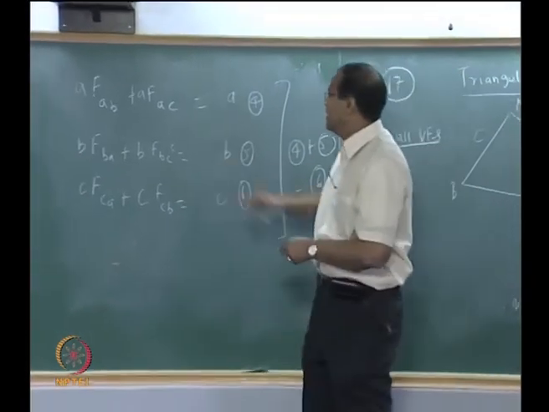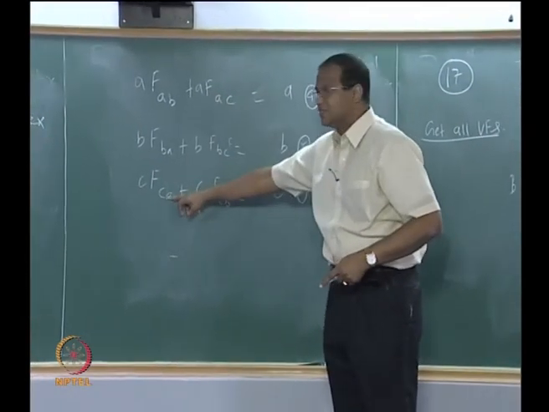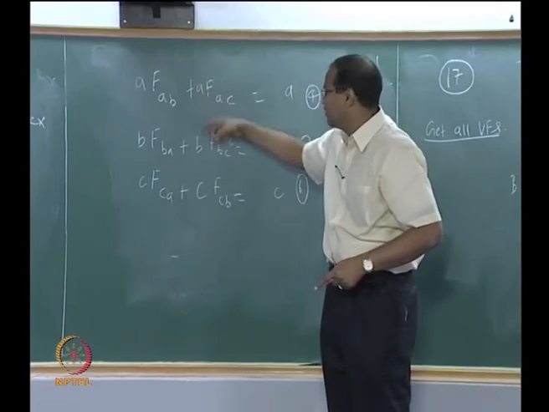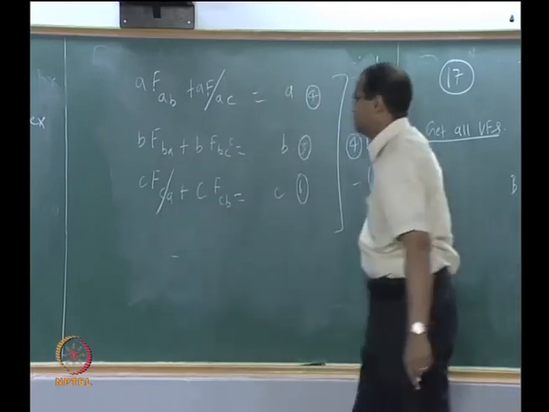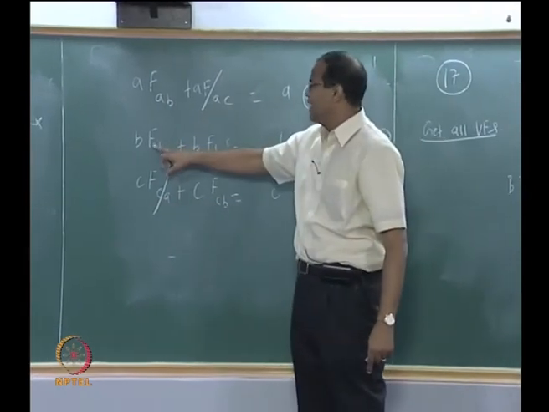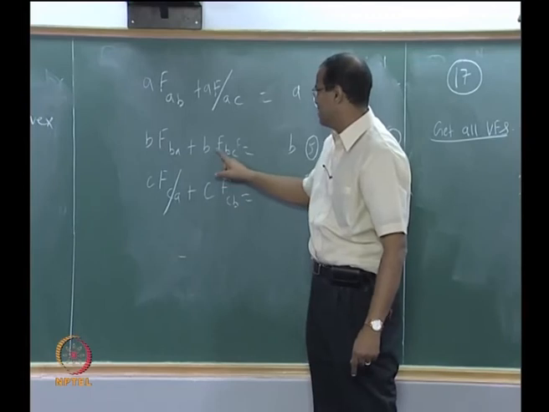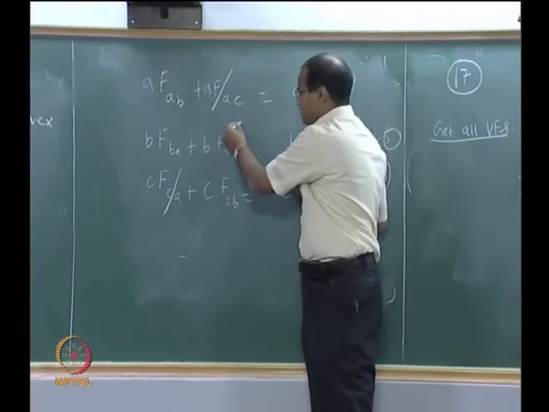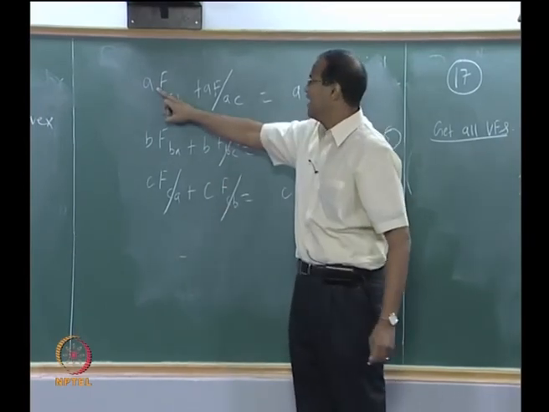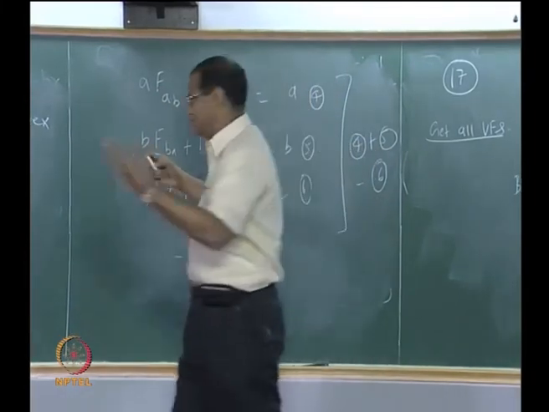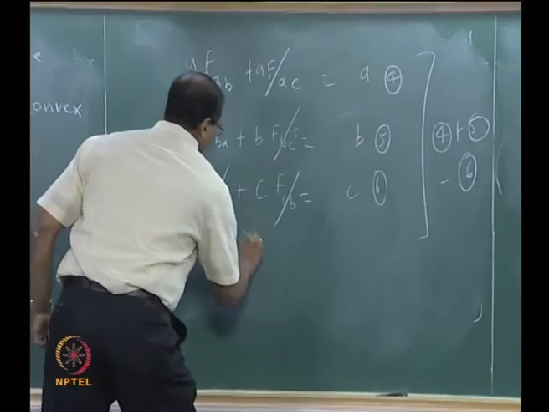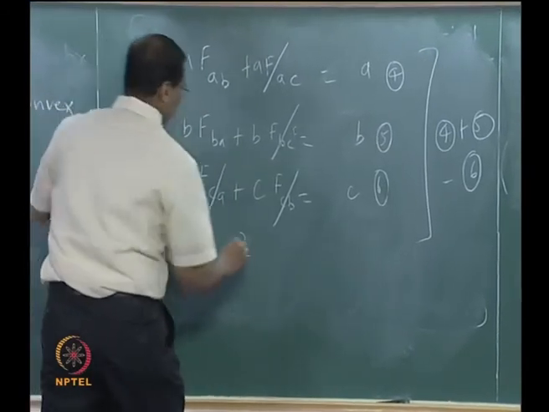What is the beauty? AFAC equal to CFCA. I am adding 4 and 5 and subtracting from 6. Therefore, these two will go. BFBA equal to BFBC equal to CFBC. This will go. AFAB equal to BFBA. That is equal to 2 times. Correct.